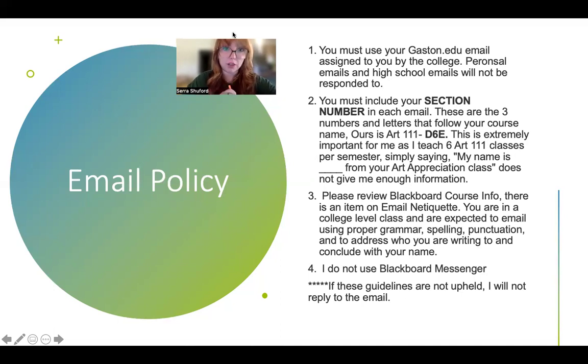We cannot respond to personal email addresses, and that is just for privacy issues. We cannot communicate with parents. We can communicate with principals, but that is the most that we can communicate with outside of you specifically, because you are the one that is signed up for the college level class. I will never send anything to your personal email address because that is a violation of your privacy as well.